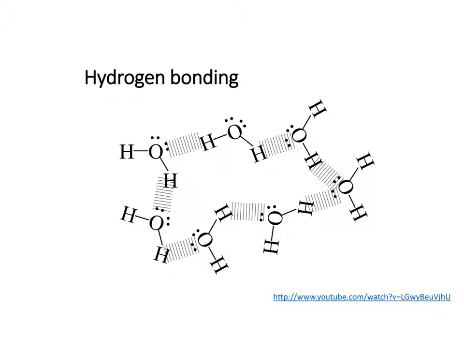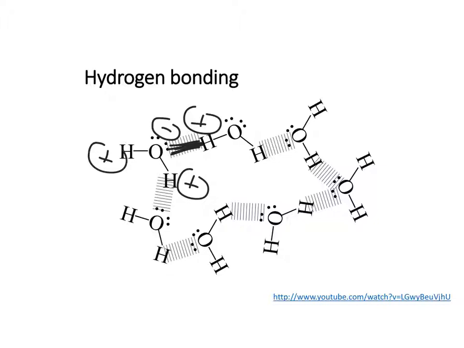Here's a great example of hydrogen bonding between water molecules. The oxygens are more negative and the hydrogens are more positive. And because of that, they have these strong interactions between the positive hydrogens and negative oxygens.